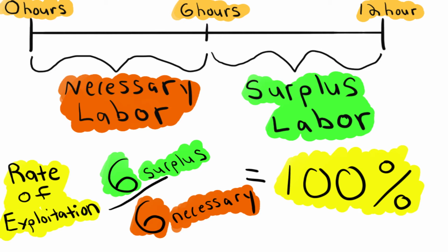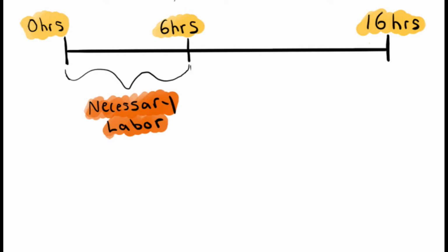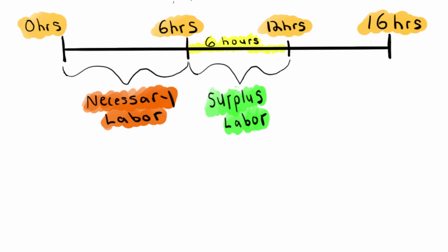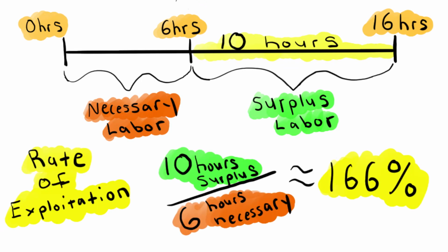What if, from our example, instead of the worker working 12 hours, he now works 16 hours? Then now the laborer works 6 hours to repay his wage, just like before. Remember, his wage hasn't changed. But 10 hours to create a surplus for the capitalist. Before he was only working 6 hours of surplus. This has now been extended to 10. The rate of exploitation now would be 10 over 6 equals 166%. The capitalist increases the total profit surplus for himself and pays the worker the same.